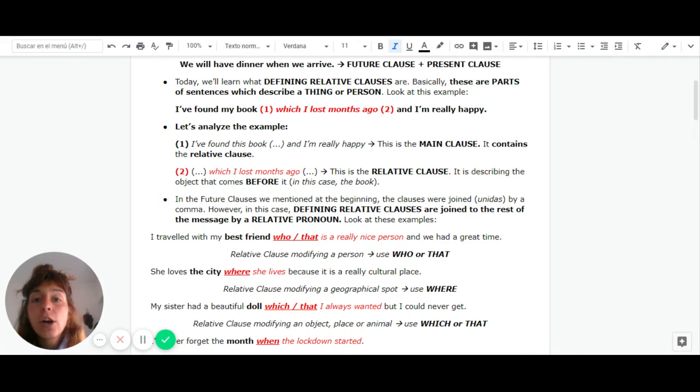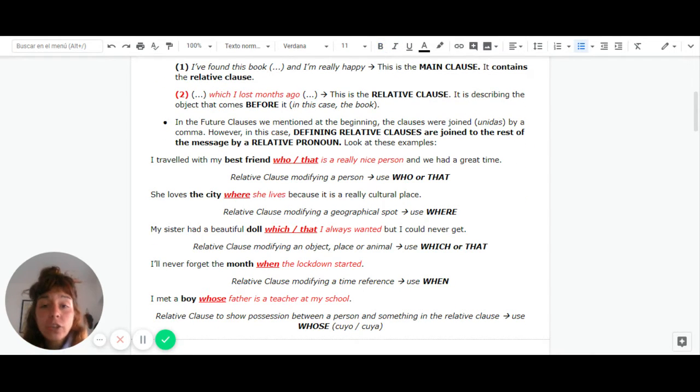Adentro va a contener el mensaje la relative clause. Number 2, which I lost months ago. This is the relative clause. It is describing the object that comes before it, in this case the book, and it is contained, está metida adentro de la oración principal. ¿Ok? Por eso es una clause y no una sentence, porque es solo un pedacito de un mensaje más grande.